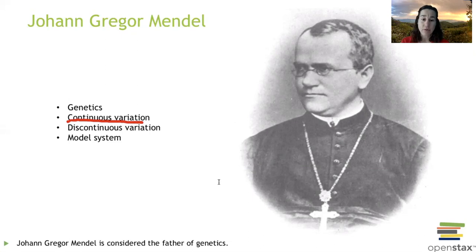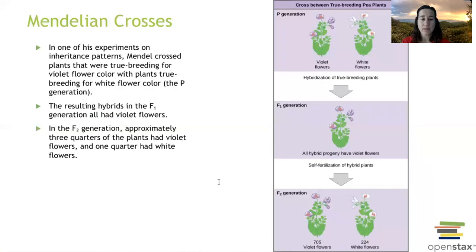And he came through, and his theory was that it's not that way, that there are traits, and we are using discontinuous variation when we express those traits, those genes. So again, his model system was the pea plant. And with those, he was looking at easily distinguishable traits.